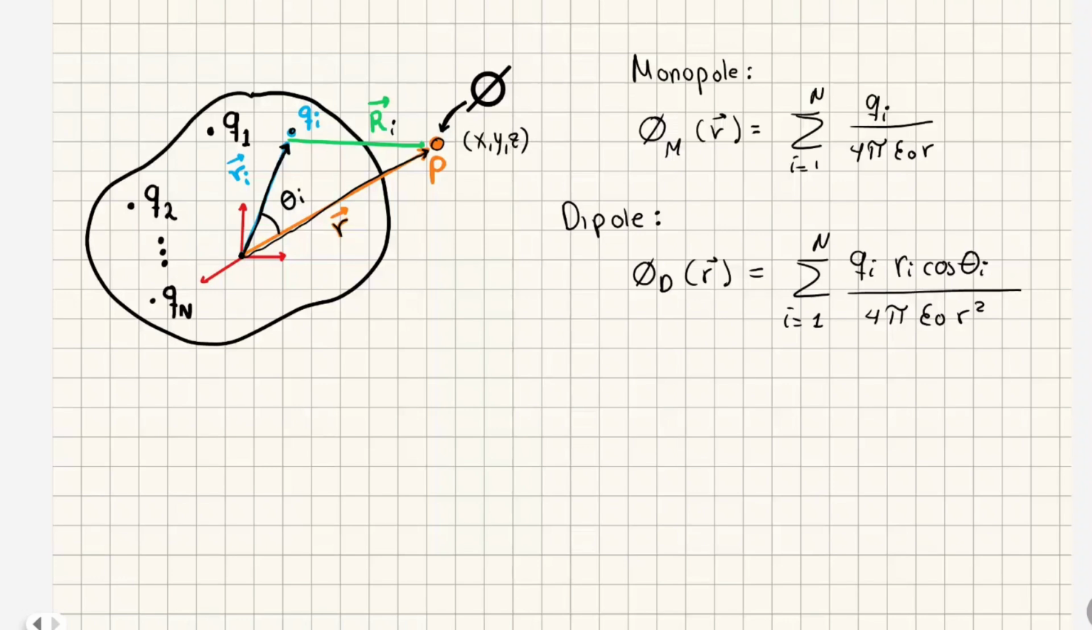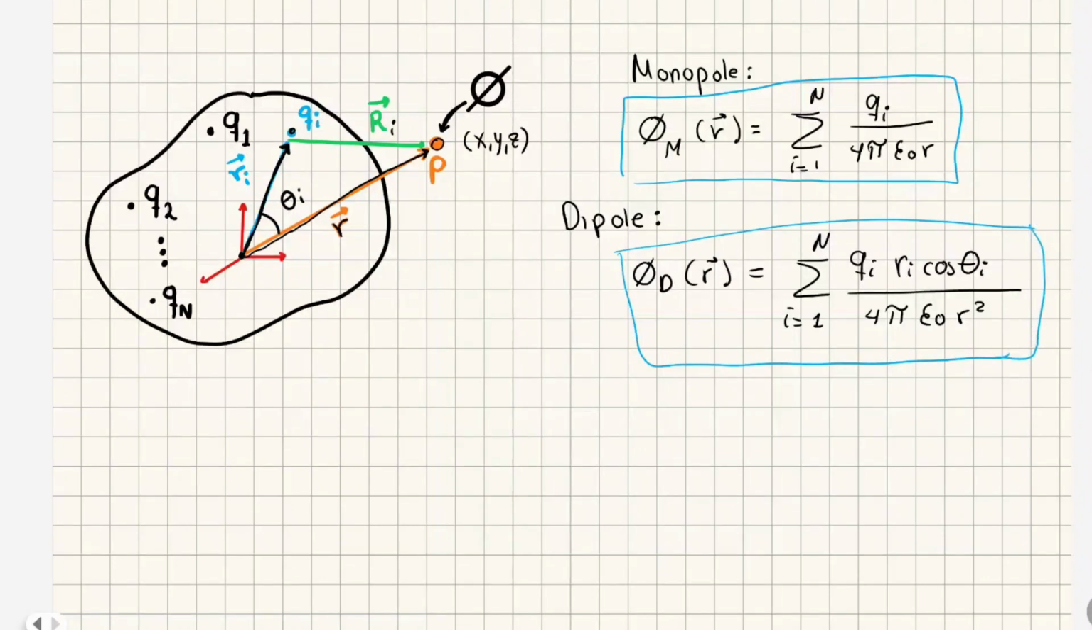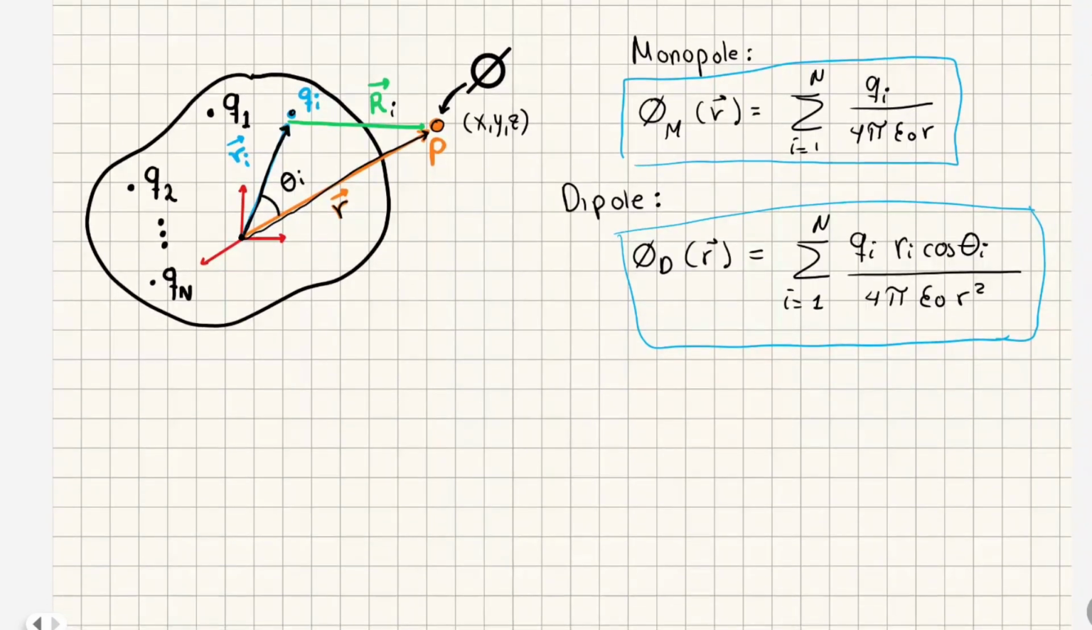In this case, we found that, for example, the monopole term is defined in this way, and the dipole term is defined in this way. These are both cases that we are going to study in this video. Before getting into those concepts, I want to introduce a very famous concept known as direction cosines, which we are going to use in the dipole term.